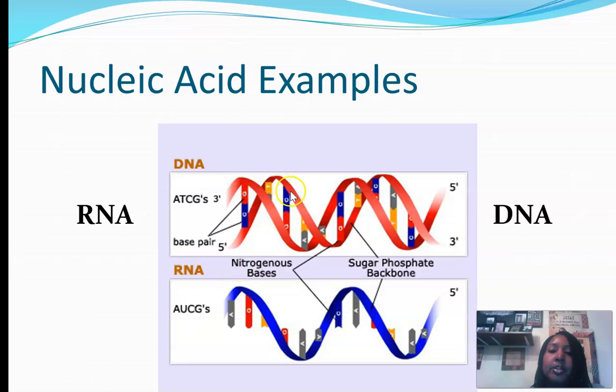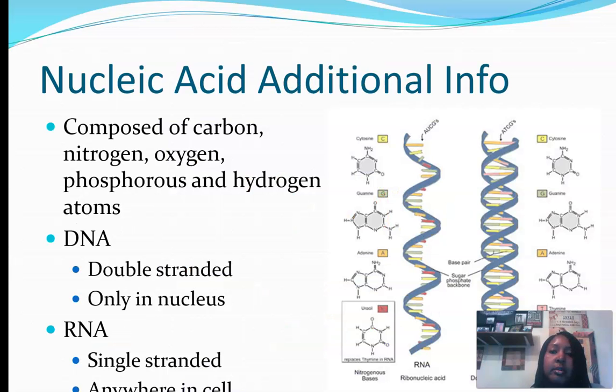And here's a picture of DNA versus RNA. So we can see DNA is double-stranded, RNA is single-stranded. And here's some additional information about nucleic acids. They are made up of the elements carbon, nitrogen, oxygen, phosphorus, and hydrogen. DNA is double-stranded, and it's only found in the nucleus. RNA is single-stranded, and it's found anywhere in the cell. And that is it.